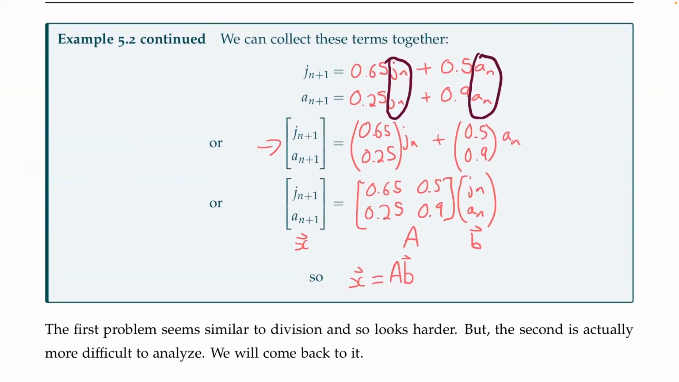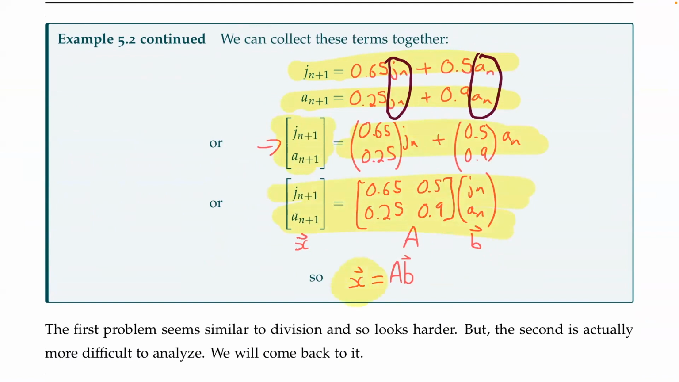So we can write this matrix equation here. We have these just normal equations, so we've got J_{n+1}s and J_ns and A_{n+1}s and A_ns. We can write this as a vector equation. And then again, just like our linear system with the tomatoes and pigs, we can write this as a matrix equation. This one has a slightly different form though.